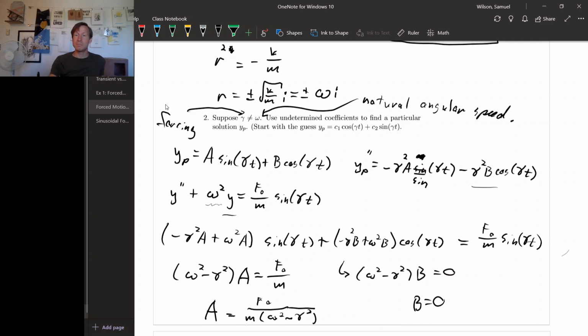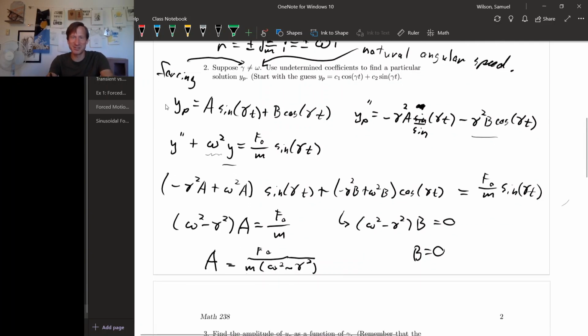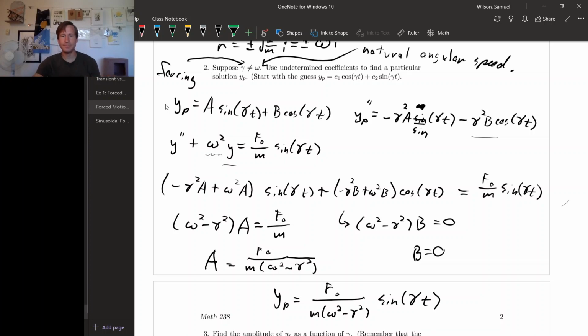Okay, so our particular solution, I have sort of run out of room for the particular solution. Let me squeeze it in here. The particular solution that we got was f sub 0 over m times omega squared minus gamma squared times sine gamma t. Okay, there we go.